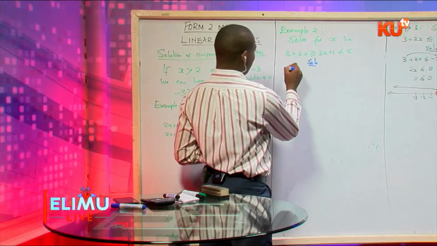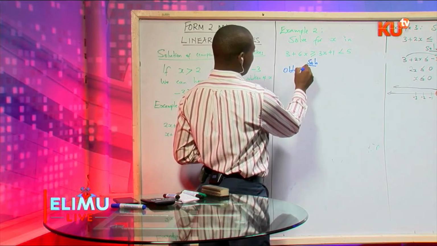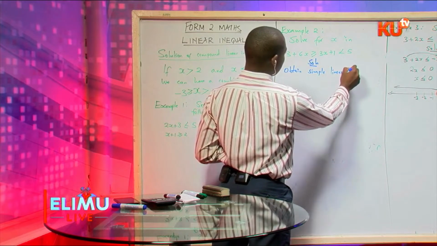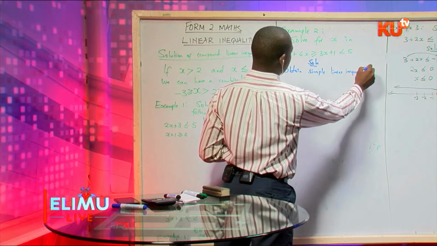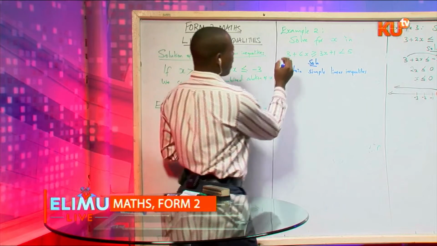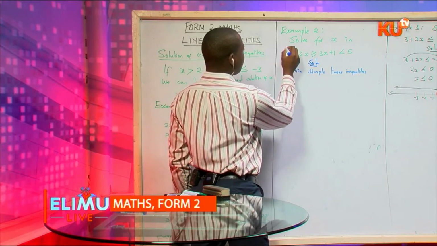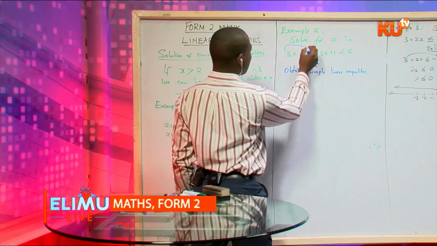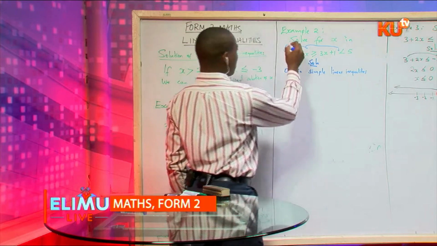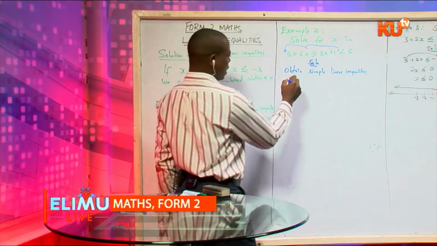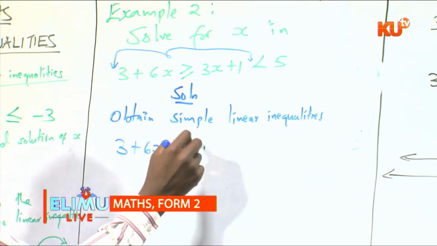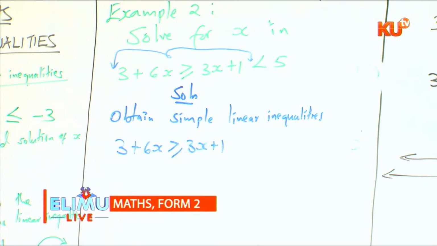Because in our case, the first thing is you obtain simple linear inequalities. And how do you do that? First, you start from the beginning and go up to where the second inequality starts. The second inequality starts at this point. So you extract that as our first inequality: 3 plus 6x greater than or equal to 3x plus 1.